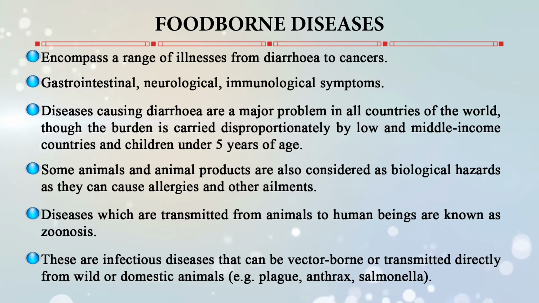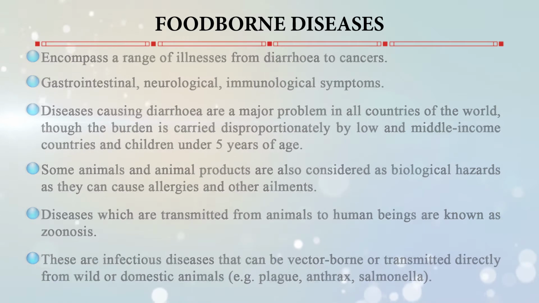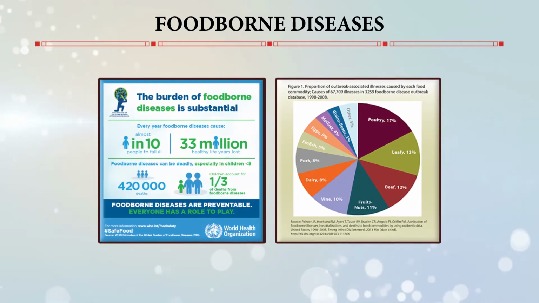These are infectious diseases that can be vector borne, or they can be transmitted directly from the wild or the domestic animals. For example, that can include plague, anthrax and also salmonella. So the burden of foodborne disease is substantial.